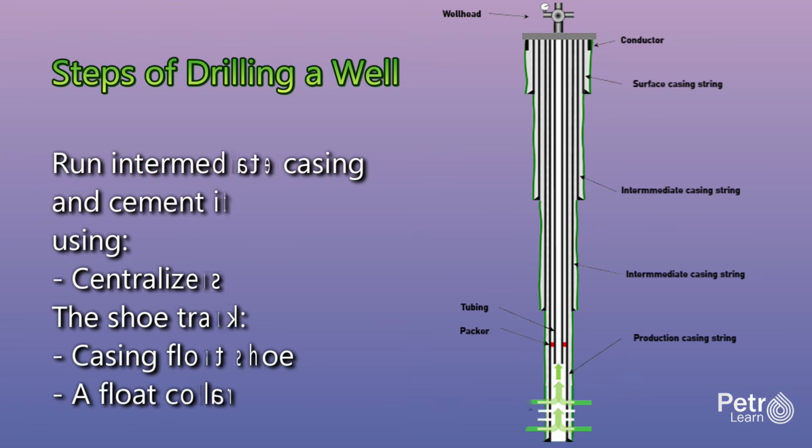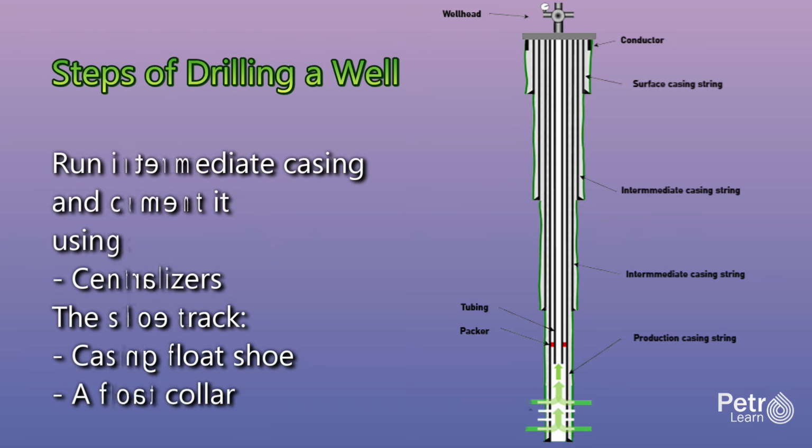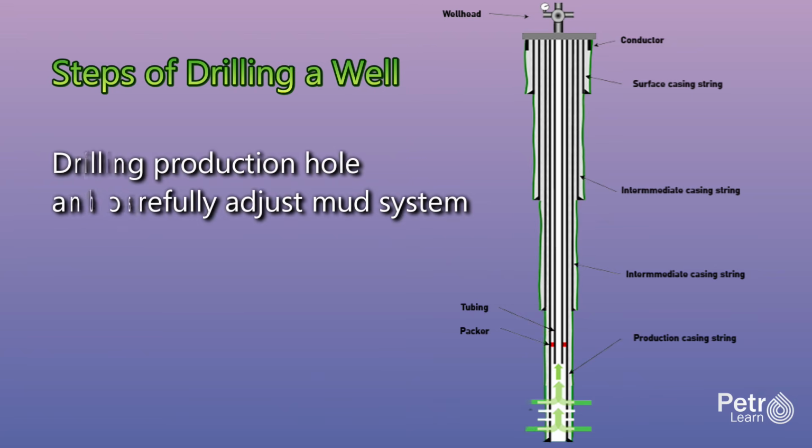These components are called the shoe track and they serve several purposes. They allow the casing to be filled with mud as it's lowered, reducing the load on the rig, but prevent backflow. They prevent cement from flowing back into the casing after pumping. They provide a landing surface for cementing plugs. Once the intermediate casing is cemented and tested, drilling continues with a smaller bit through the intermediate casing.